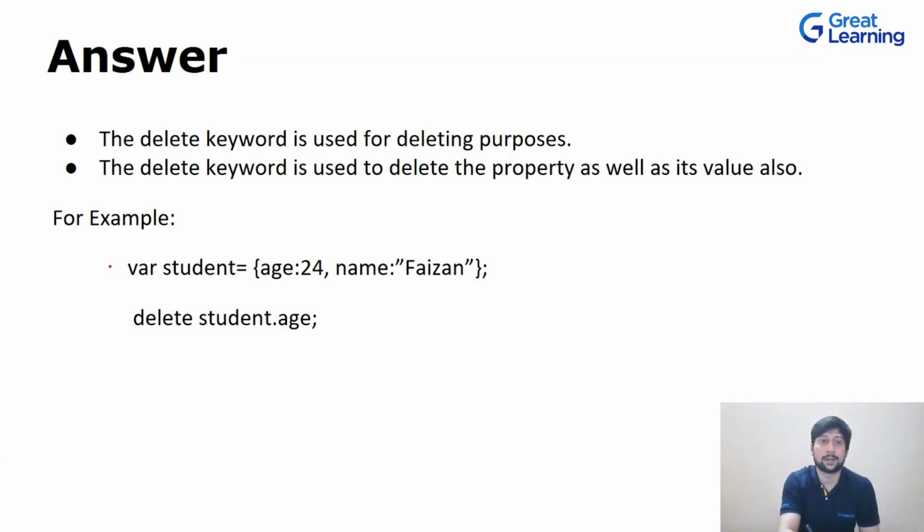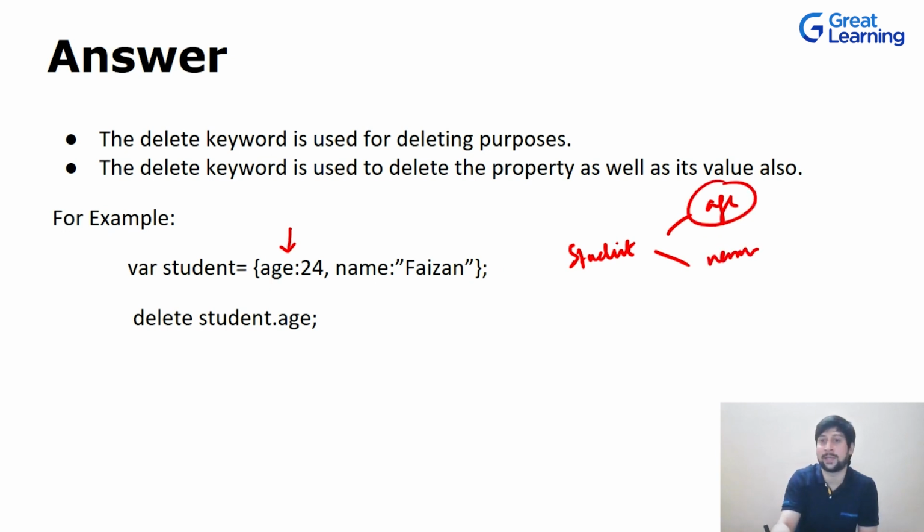So as you can see over here, we have defined one object, that is the student, and the name and the age have been defined over here. Now let's suppose there's a situation or a constraint that I don't want this age anymore. So how can I remove this from this object? These are properties of this student. This is a student and it has two properties. One is age and another is name.